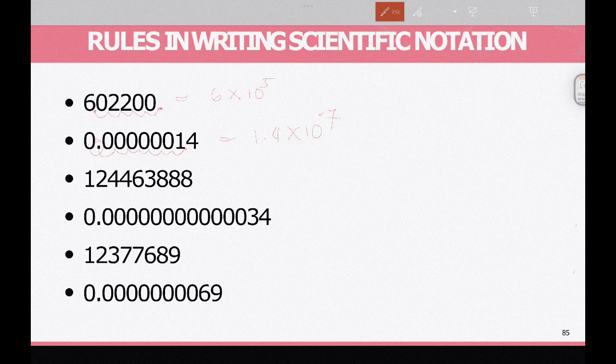So let's try this again, third bullet. We assume that we have a decimal point here. So we move it 1, 2, 3, 4, 5, 6, 7, 8. So we move it 8 to the left. So that will be 1.24 times 10 to 8.